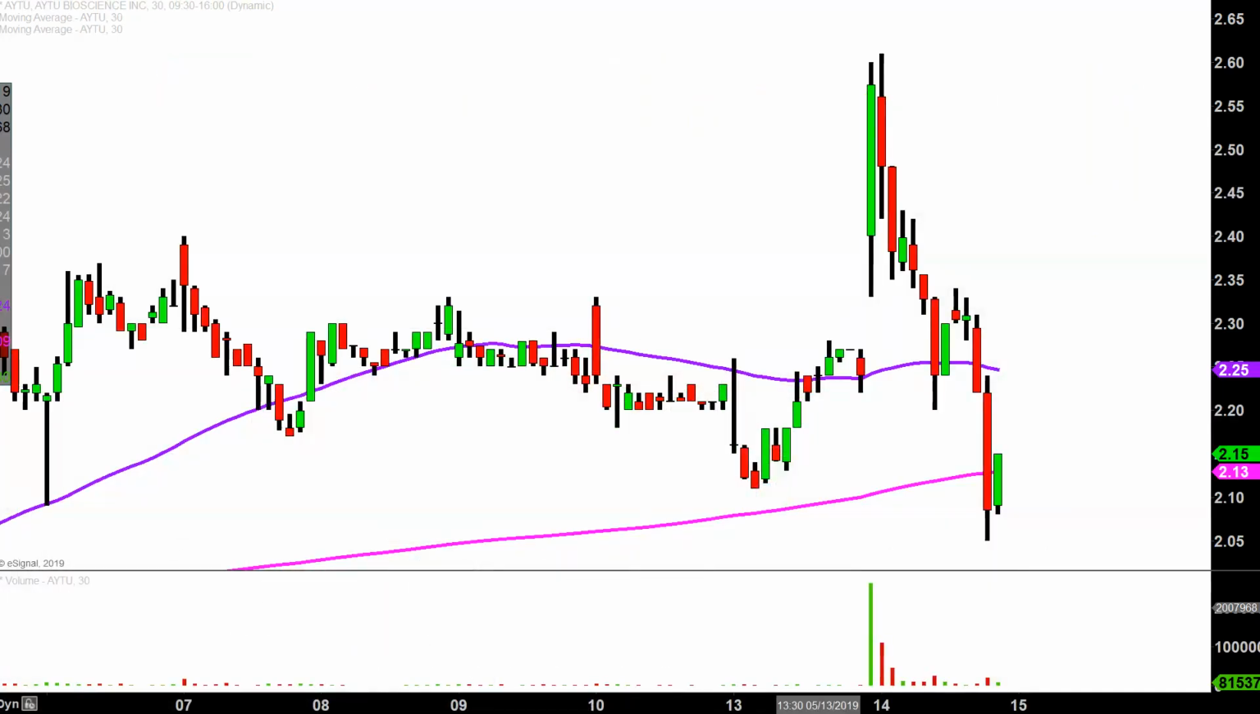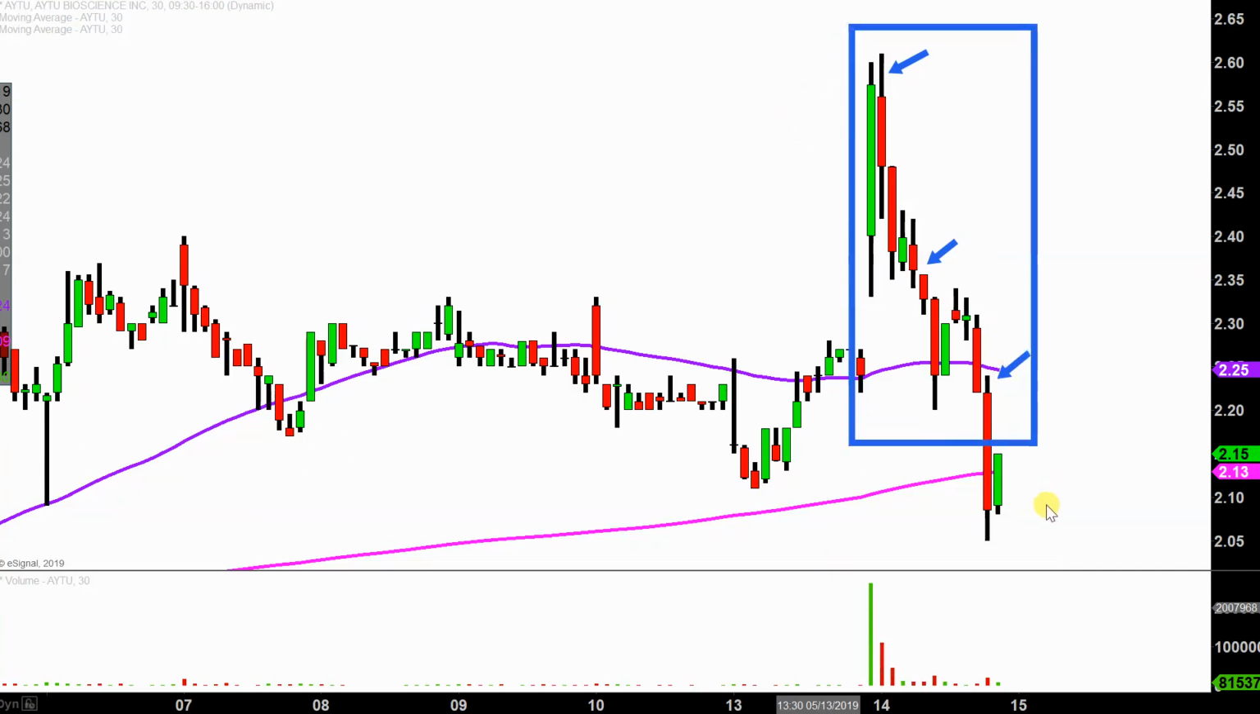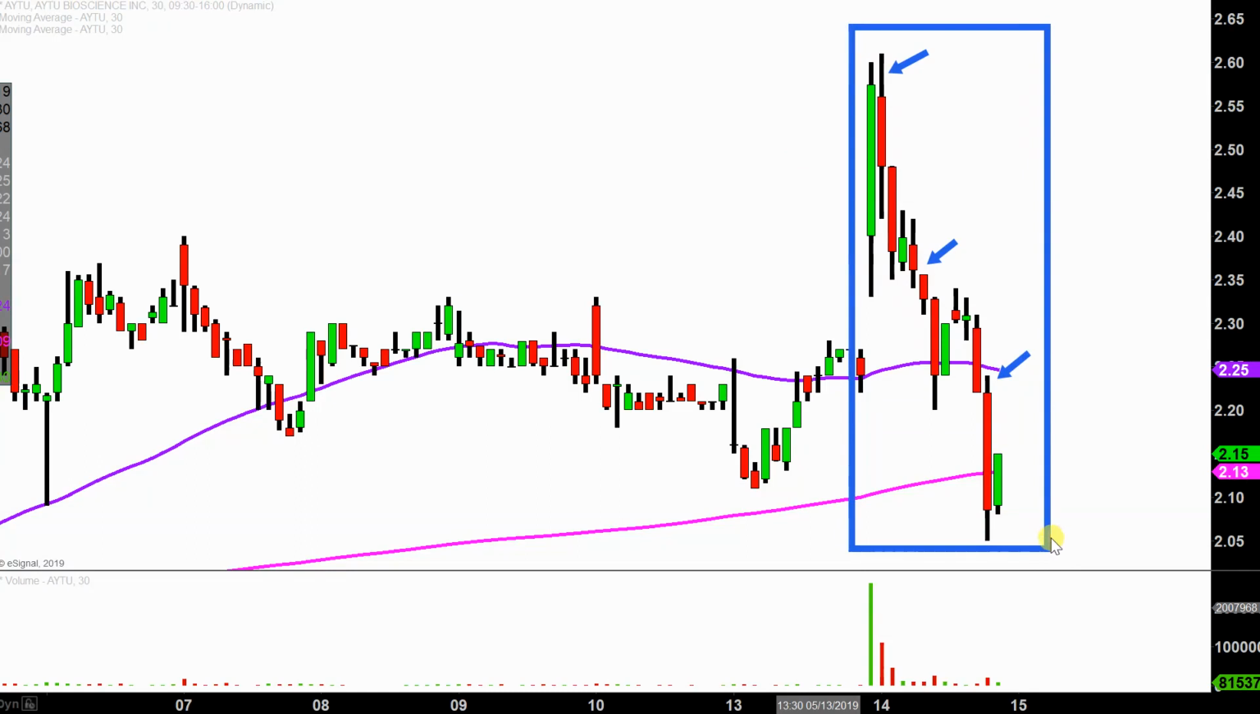Real quick, what do I mean by 30-minute in case maybe you're new to charts? Instead of each one of these candlesticks here representing one day's worth of price action, which is what you would normally see, each one represents 30 minutes. So all this here may look like several days' worth of time. It's actually today's price action broken down into 30-minute time slices.